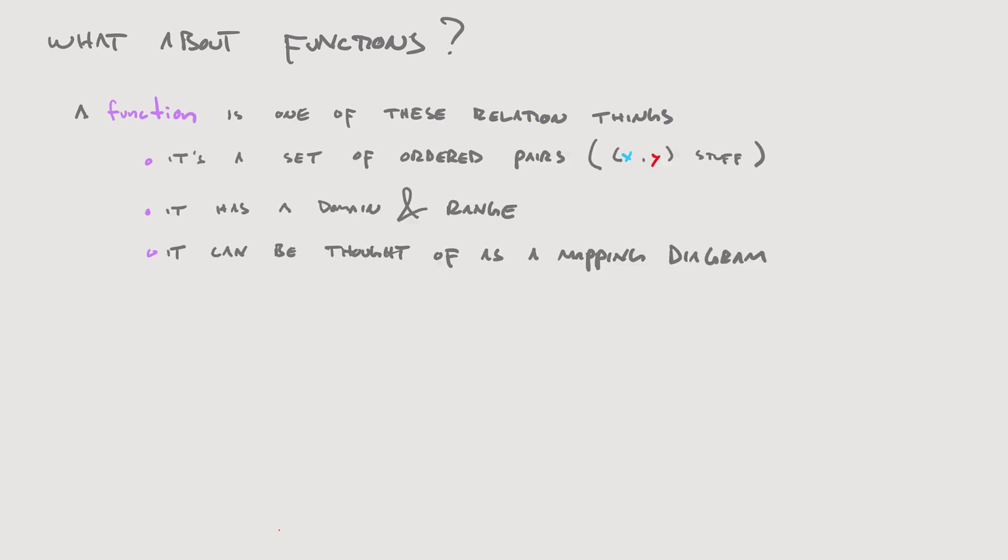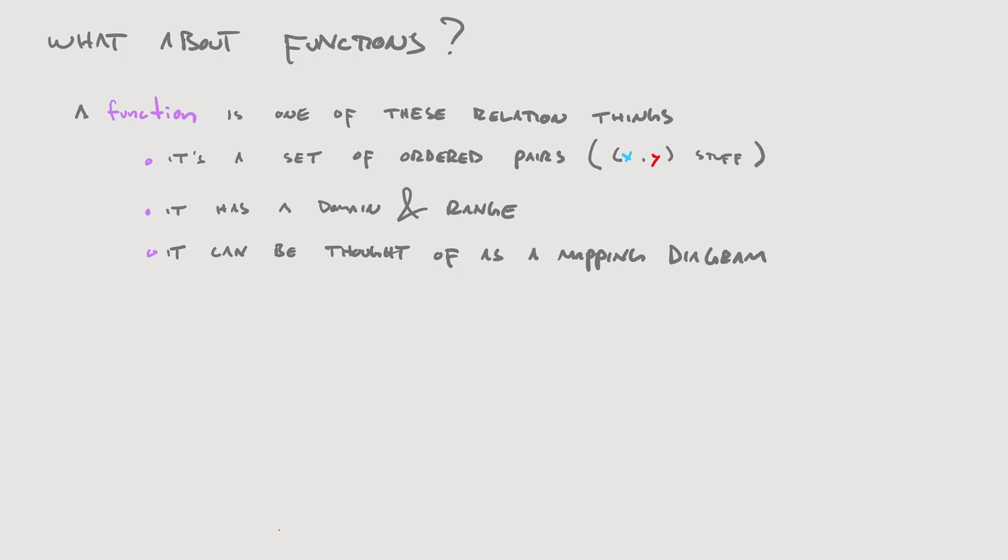But what does this mean for functions? Well, a function is a relation. So everything that we just said is true for functions. It's a set of ordered pairs. It has a domain and a range. It can be thought of as a mapping diagram, right? Numbers from the domain want to move to the range. They take a function, which is like a super relation.